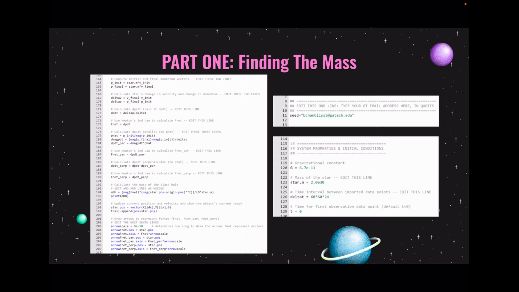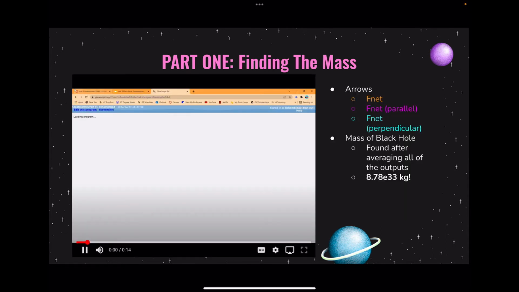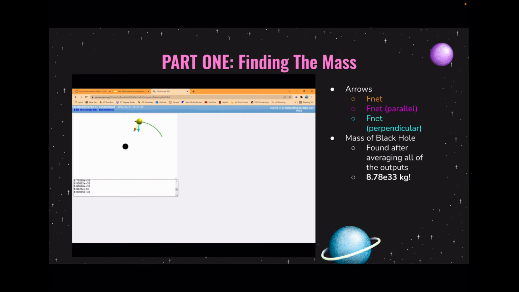And then we solve for the mass of the black hole by rearranging the gravitational force equation. And this will produce this. There you go. You see the F net is the orange arrow, the perpendicular component is the teal, and the parallel component is the magenta. And there's the star in its orbit around that black hole. As you saw, the code outputted a bunch of different masses of the black hole due to several different calculation loops. So I averaged them, and I found the mass of the black hole to be 8.78 times 10 to the 33 power kilograms.